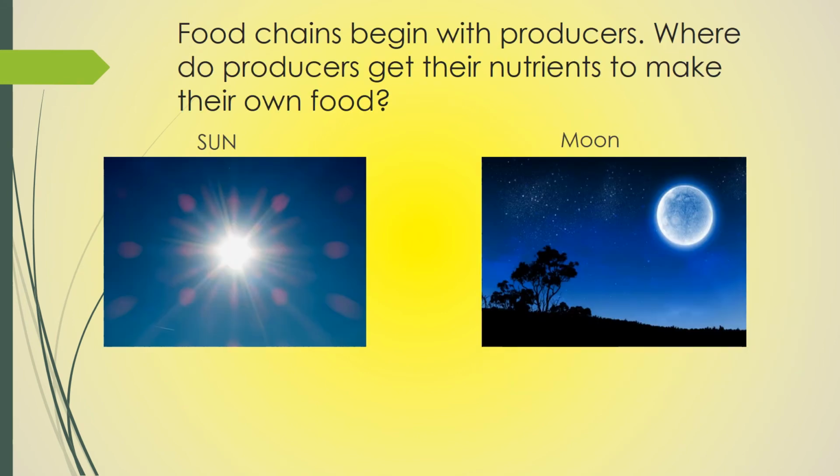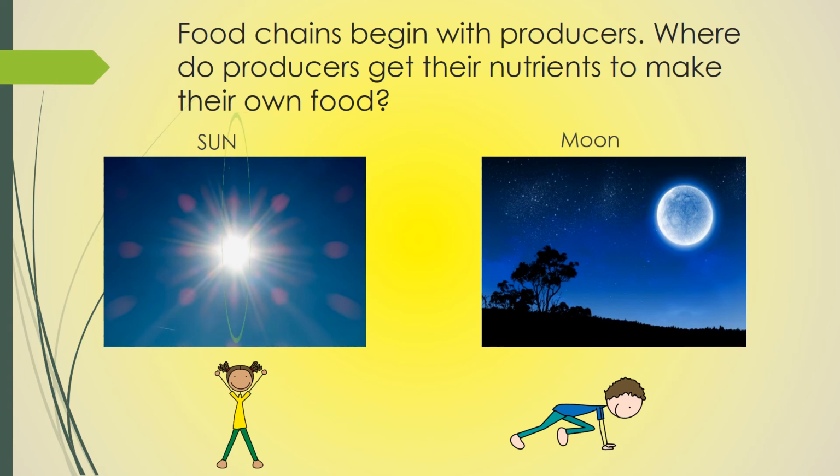Food chains begin with producers. Where do producers get their nutrients to make their own food? From the sun or from the moon? If you think it's the sun, you're going to do jumping jacks. If you think it's the moon, you're going to do mountain climbers. Ready? Go. The answer is sun.